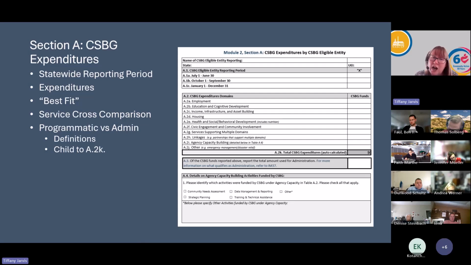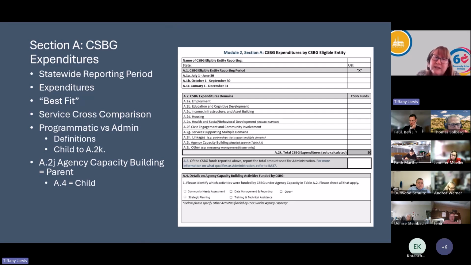2K is a parent, so the admin, A3, is a child of 2K. That is saying that A3 has to be equal to or less than, and cannot exceed, the total, because admin is included in A2, but A3 is only looking at admin. So that's important.